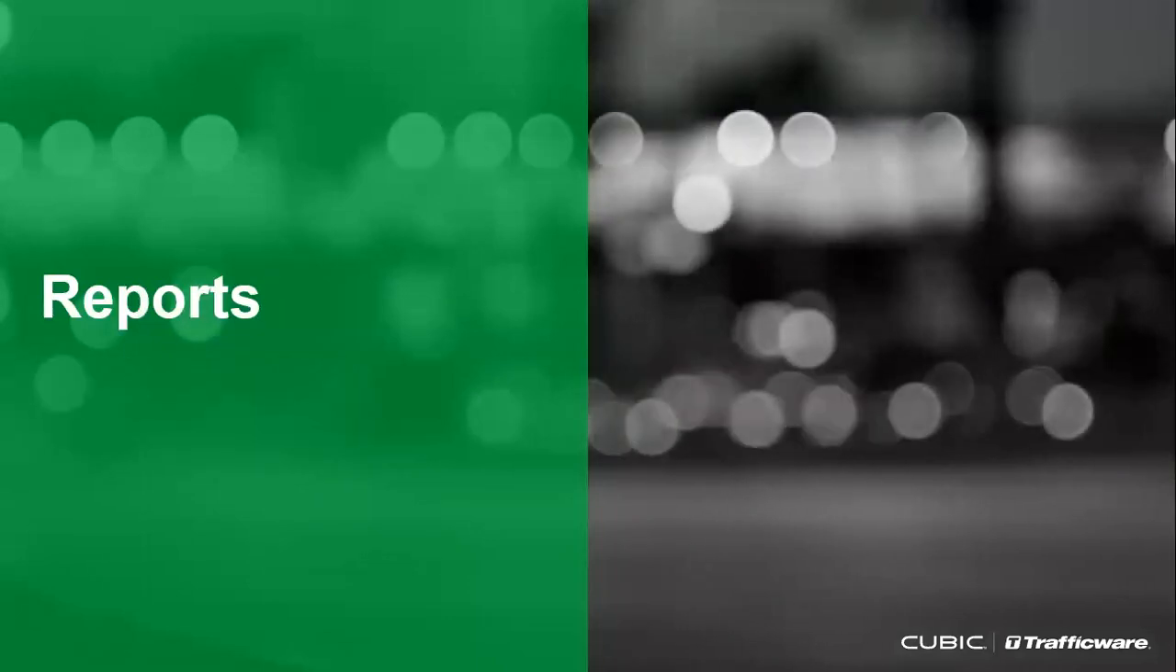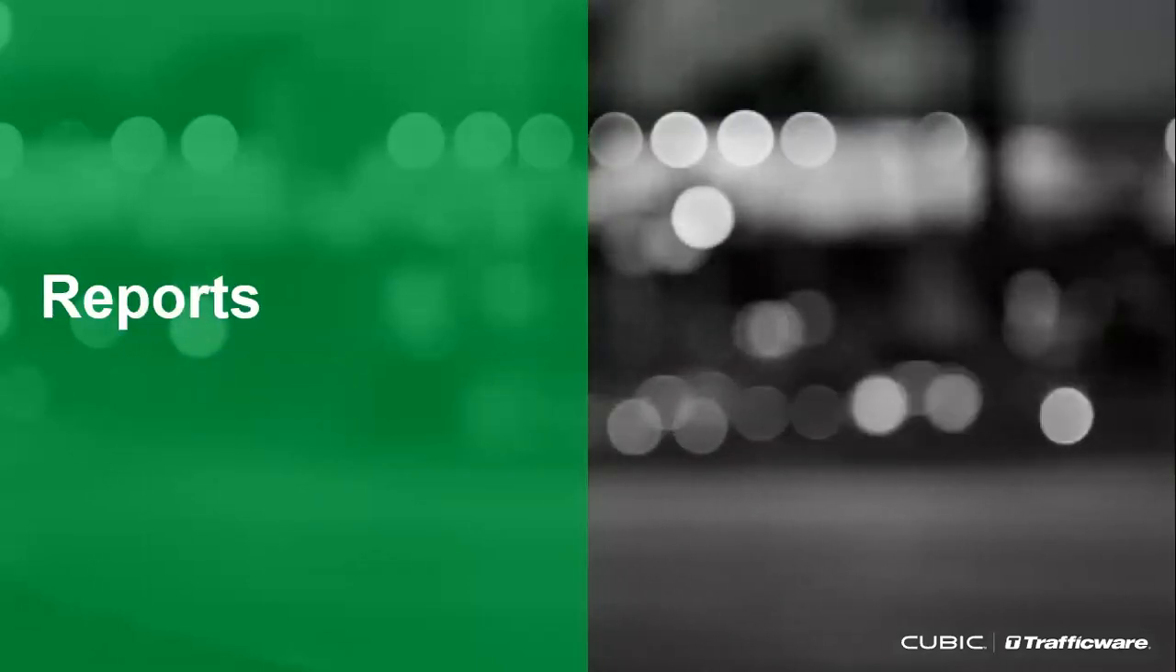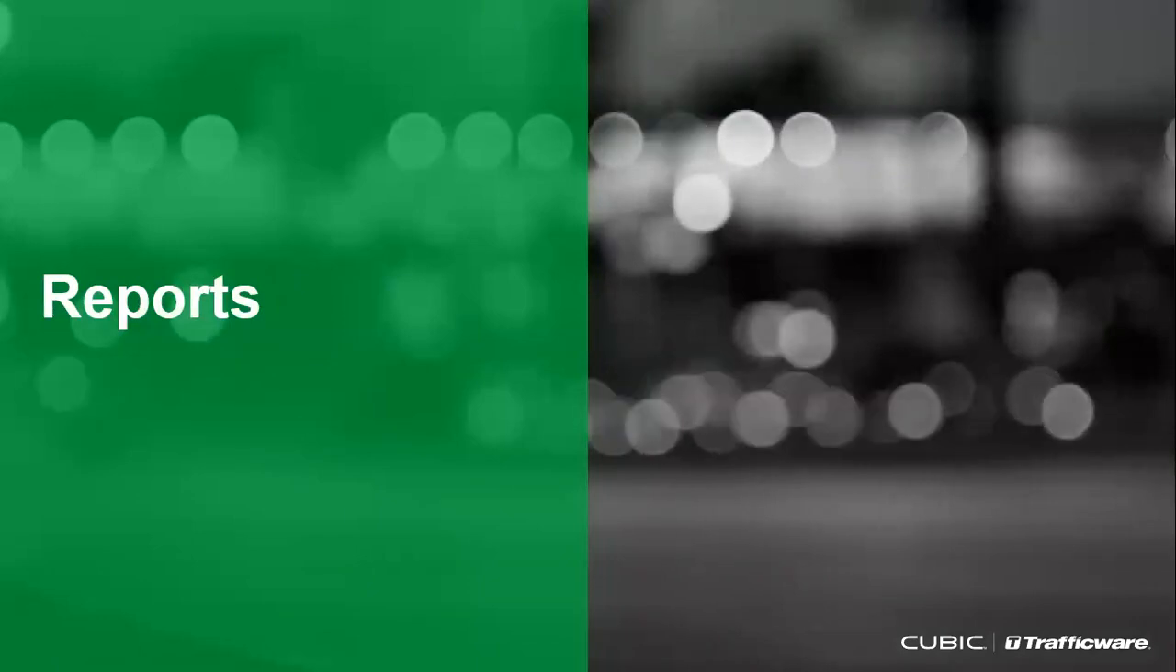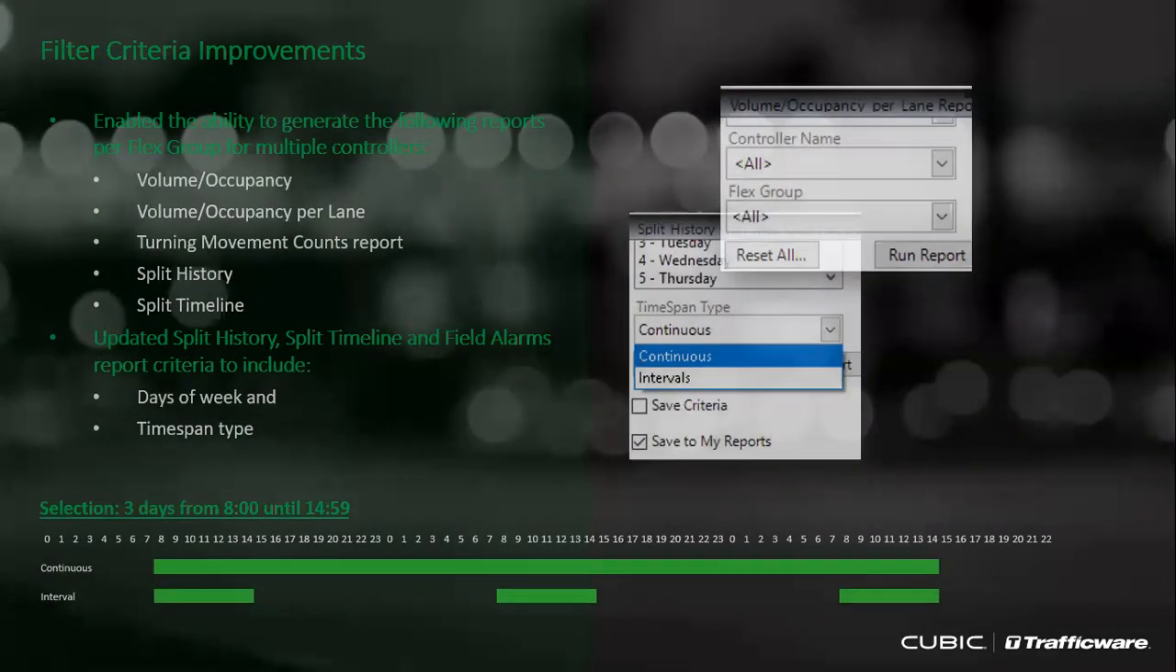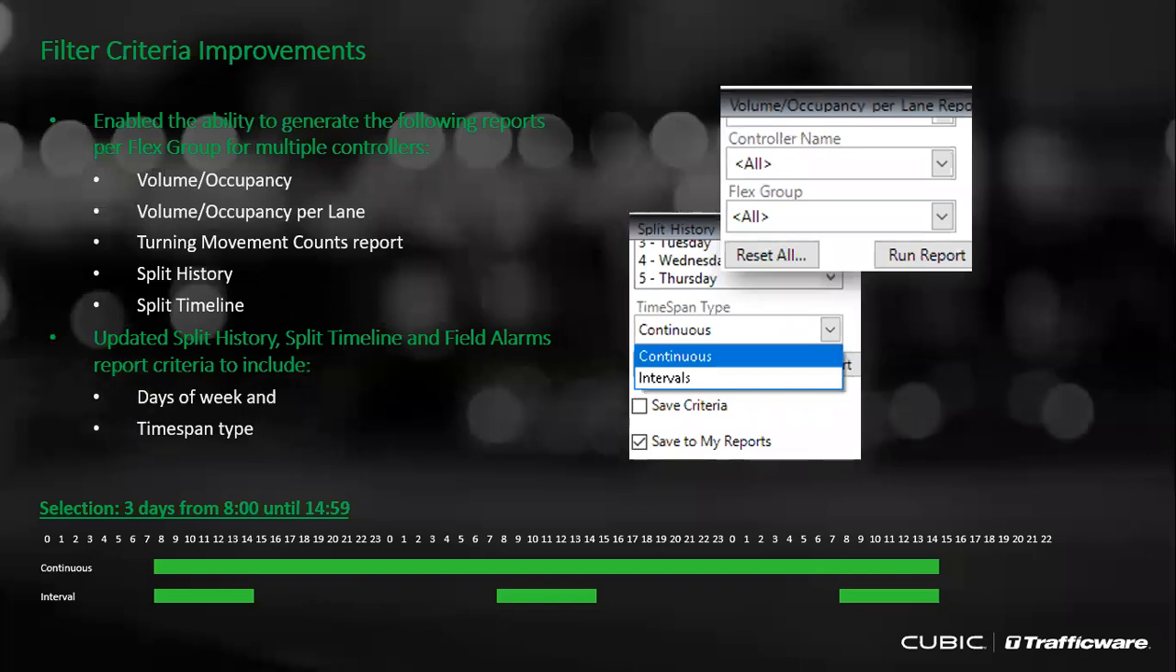There are a series of changes with regard to ATMS reports, and let's see what those are. First of all, I would like to stress that there are a couple of filter criteria improvements. There are additional criteria added in the dialog box before you run your report. From version 2.10, users should be able to run volume occupancy per lane, turning movement count report, split history and split timeline report per flex group.